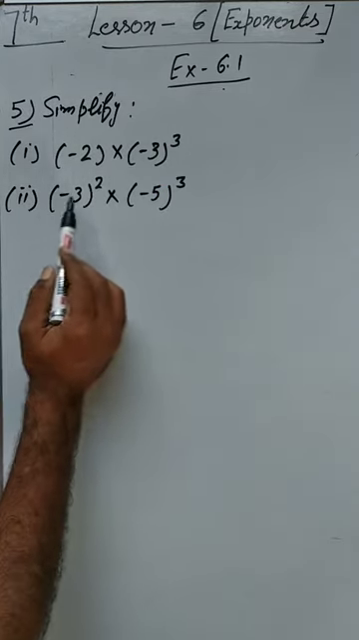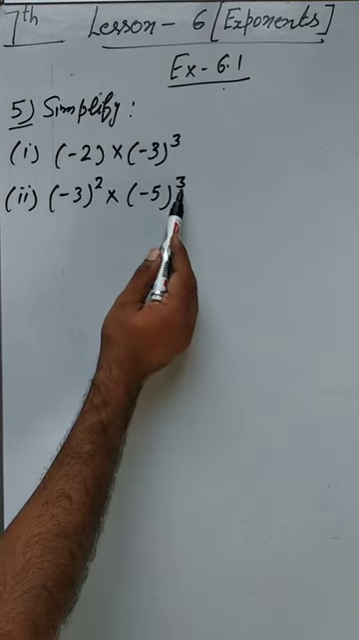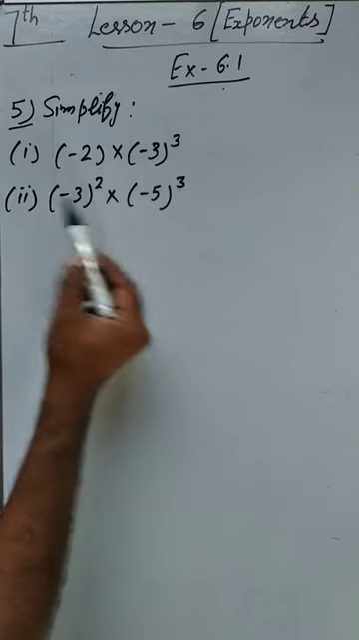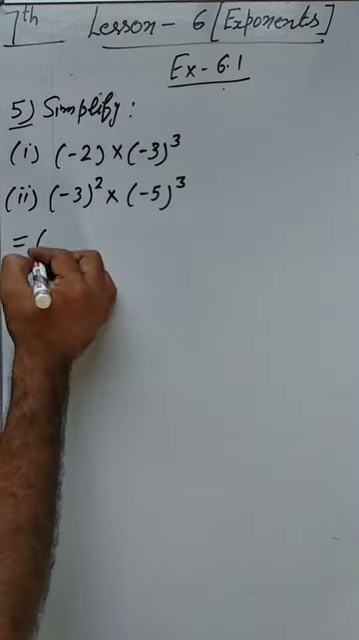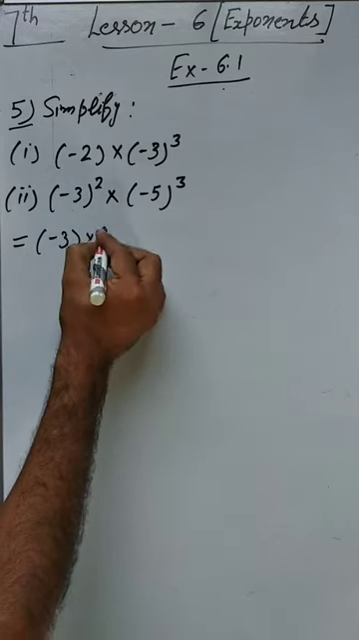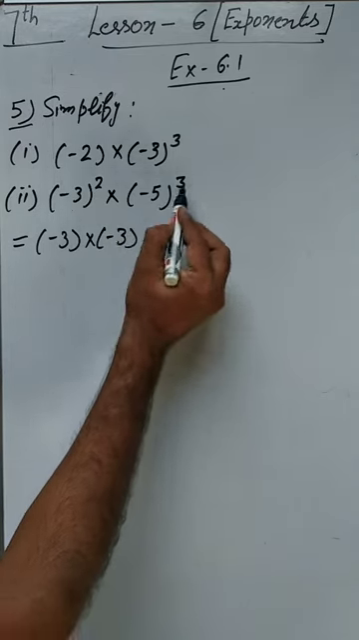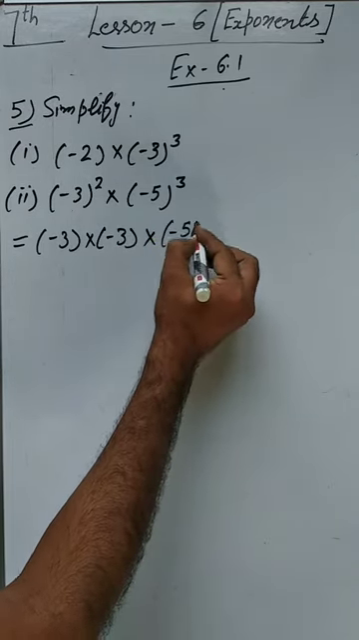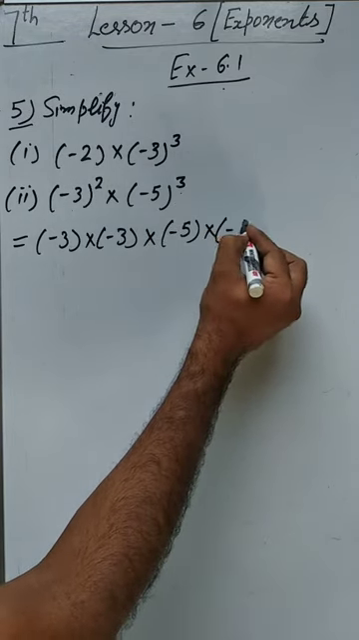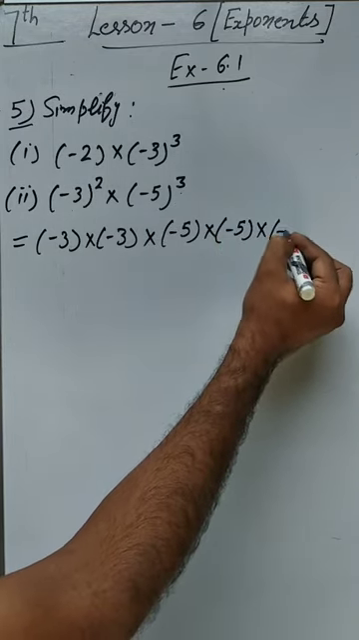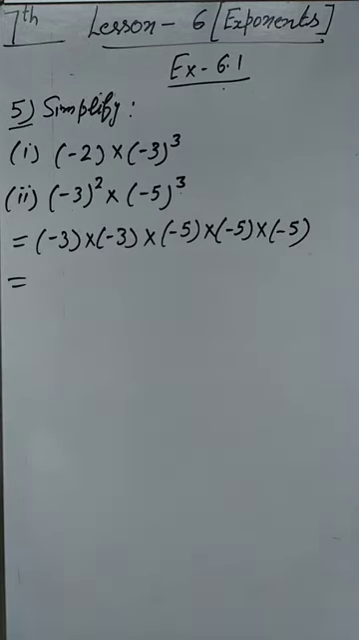Second part is beta minus 3 raised to power 2 multiply minus 5 raised to power 3. I will explain second part. Minus 3 raised to power 2 means minus 3 multiply minus 3. Okay. And minus 5 raised to power 3 means minus 5 multiply 3 times. Minus 5 multiply minus 5 multiply minus 5. Clear beta? Now multiply these numbers.